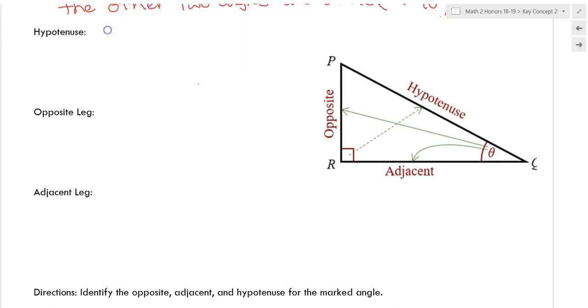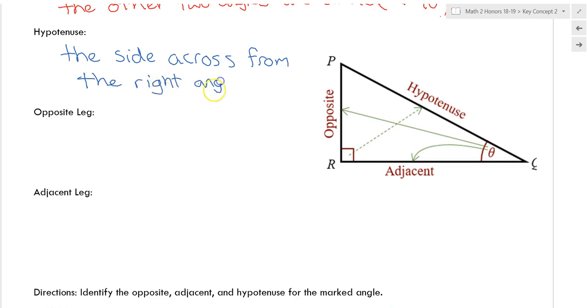The first side that we have is the hypotenuse. The hypotenuse is the side across from the right angle. So if I have, like, here's my right angle, I go straight across the triangle, that's my hypotenuse, and it's labeled there, but I'll usually just label it H.